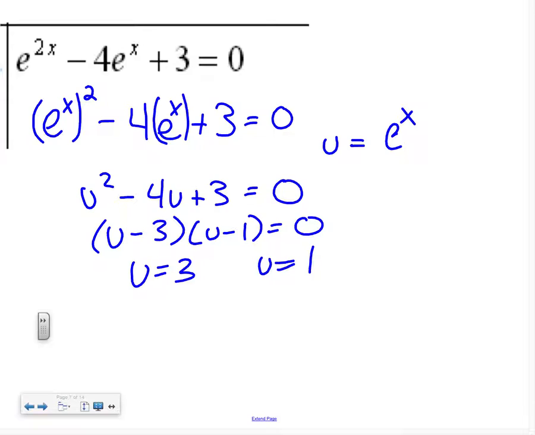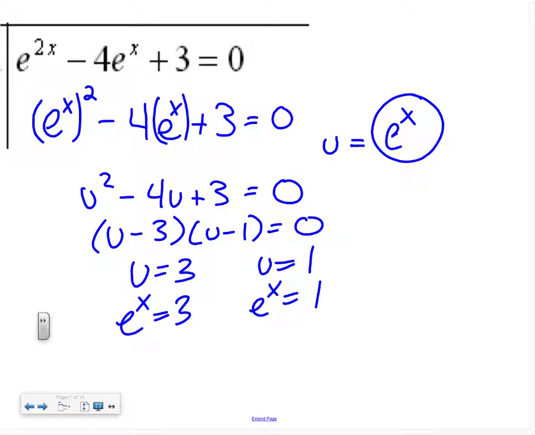But u is not x. I'm going to plug back in e to the x. So I get e to the x equals 3 or e to the x equals 1. Now I got to solve for x. All right, so how do I solve for x? How do I get rid of e? ln, right? So the ln of, guess which one it is? ln of 3, right, equals x, which is just a number, right? And the other one would be the ln of 1 equals x.